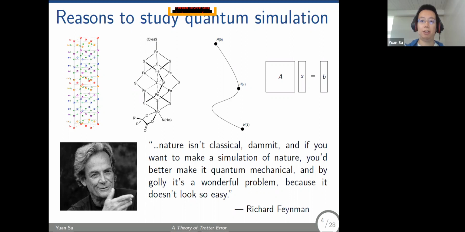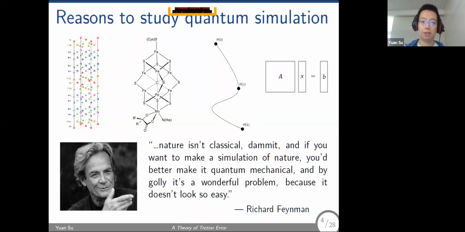In any case, as some of you might know, quantum simulation is also one of the original motivations for Feynman to propose the idea of a quantum computer. And nowadays people like to talk about near-term applications, and quantum simulation is also one of the original potential candidates for near-term quantum devices to solve.